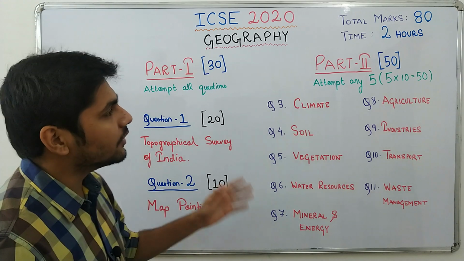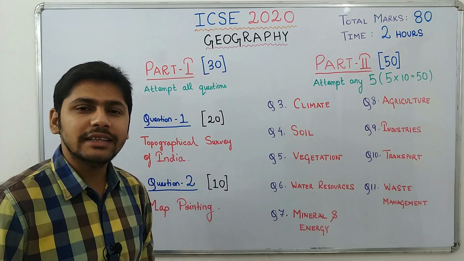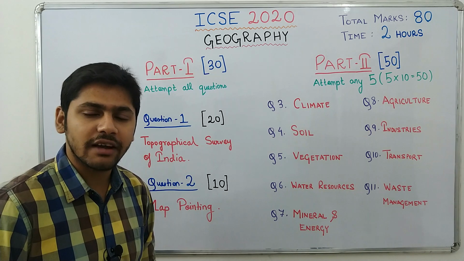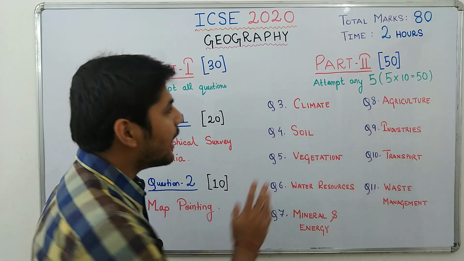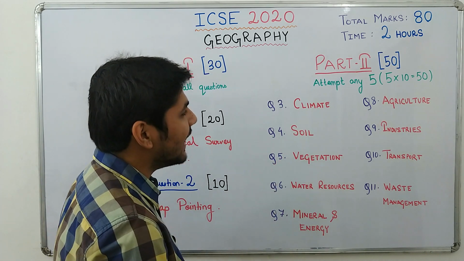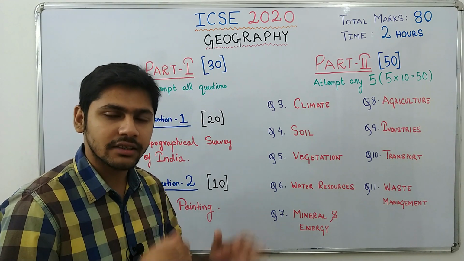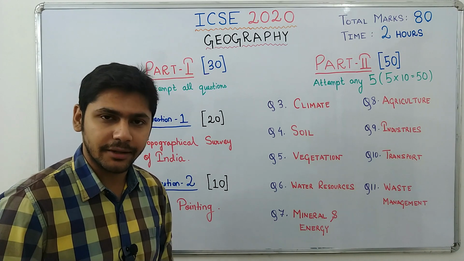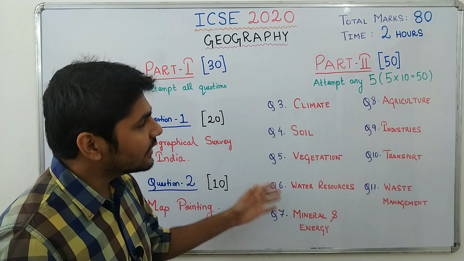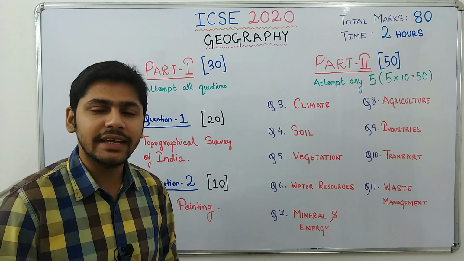Moving on to part 2. Now part 2 is the question and answer part of the geography paper. Part 2, 50 marks, you have to attempt any 5 questions. Each question over here is of 10 marks. So 5 into 10, that's 50. Now this is where the geography paper becomes very easy.